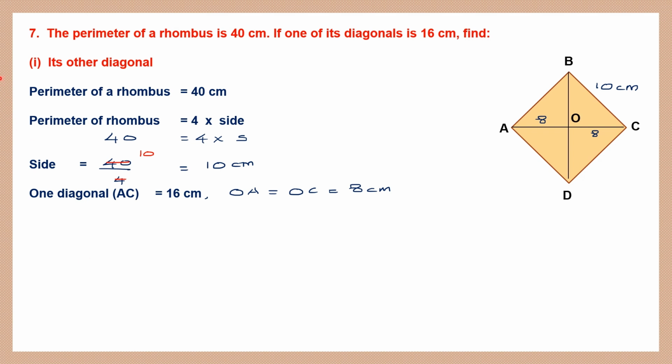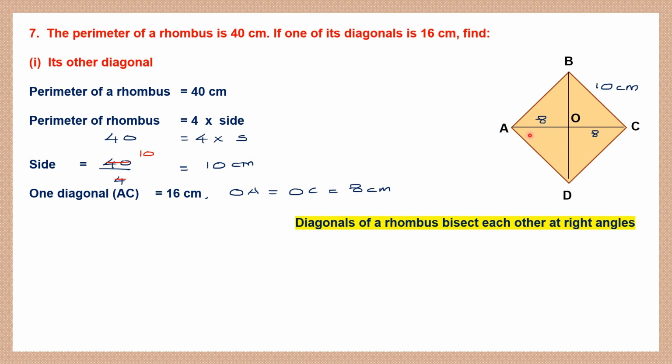Now we are going to find out BD. Now how are we going to find out? Remember, when two diagonals of a rhombus intersect, they form a right angle. Okay, so that property is very important because with the help of that we can use the Pythagoras theorem. So diagonals of a rhombus bisect each other at right angles. Let's keep that in mind.